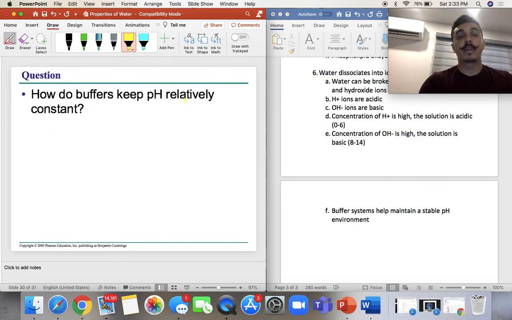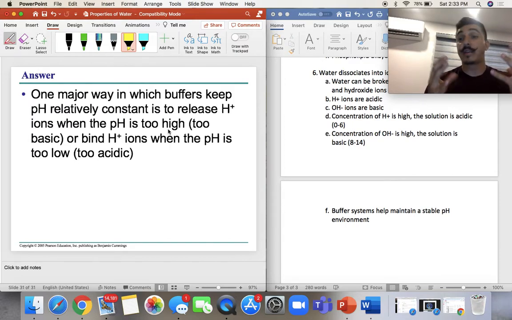And how do buffers keep a pH relatively constant? So in other words, or more scientific words, a buffer can release the H plus ions if it's too high, and it can bind some if it's too low or too acidic, okay? So get rid of them or gain some more if it makes it too basic or too acidic.